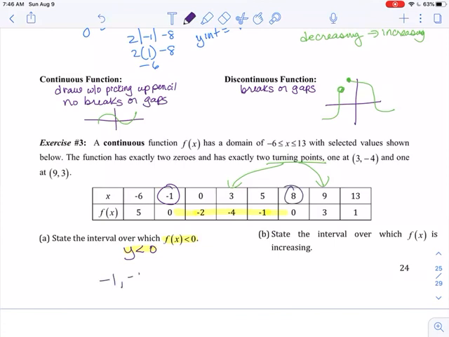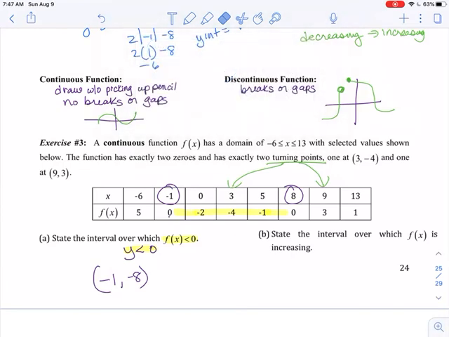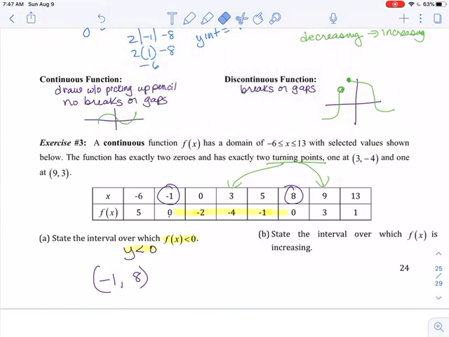So basically from -1 to 8. I'm not including the -1 because at -1 it's 0. And I'm not including the 8 because, oh, this should be a positive 8. Sorry about that. I'm trying to erase that right there and that's not working. There we go. I'm not including the 8 because, again, at 8 it's 0. And I just want where it is less than 0.